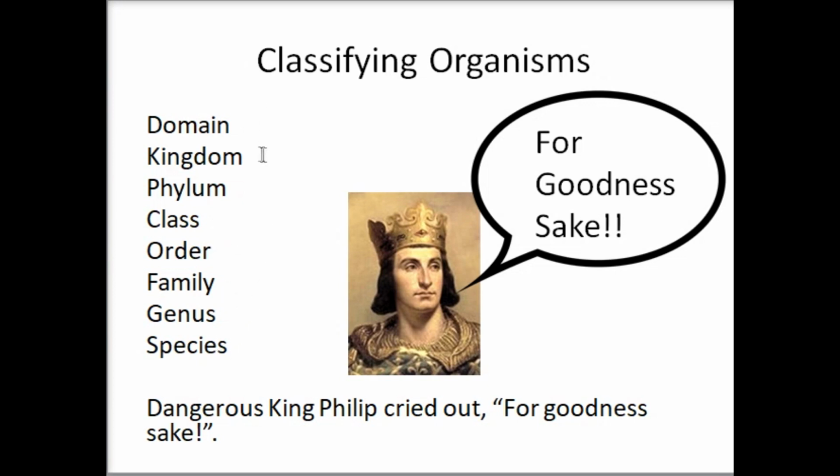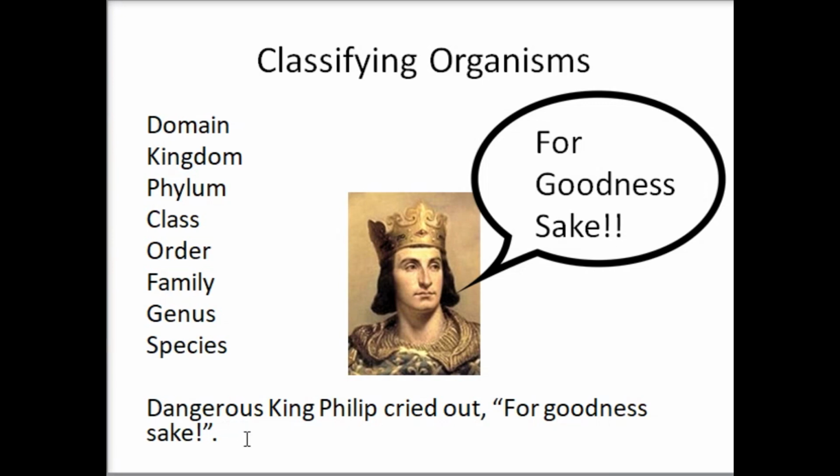Okay? Domain, kingdom, phylum, class, order, family, genus, species. Now, if you cannot remember this, you can use this mnemonic sentence to help you remember. So, dangerous King Philip cried out for goodness sake.